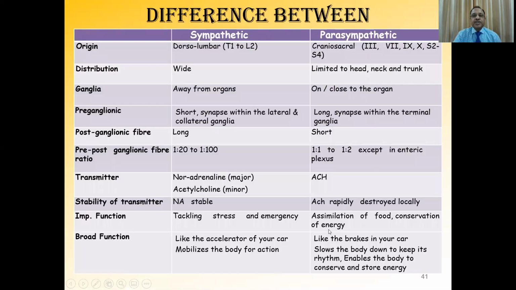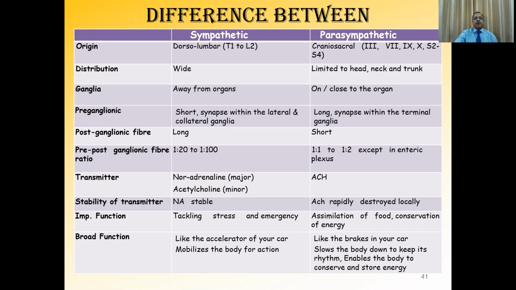But what are the differences between sympathetic and parasympathetic? So here is a table which lists out all the differences between the two systems. The sympathetic is of dorsolumbar origin, whereas parasympathetic is of craniosacral origin. Sympathetic is widely distributed, whereas parasympathetic effect is very discrete and is limited to head, neck, and trunk. The ganglia are away from the organs.